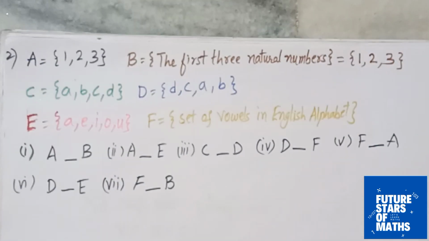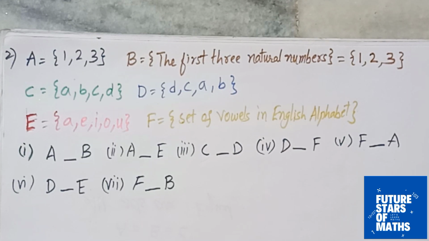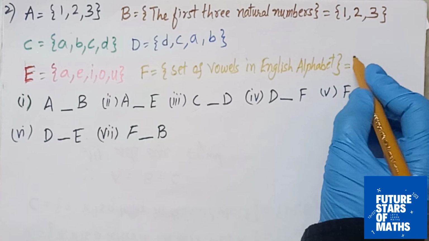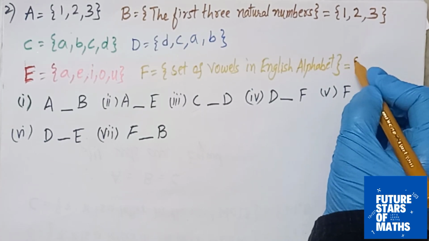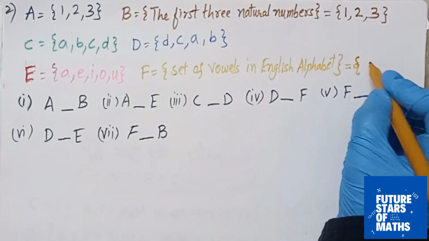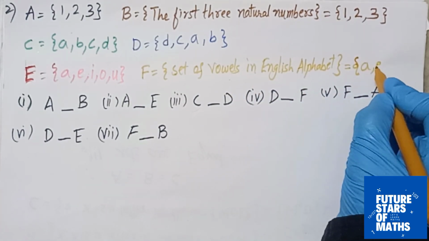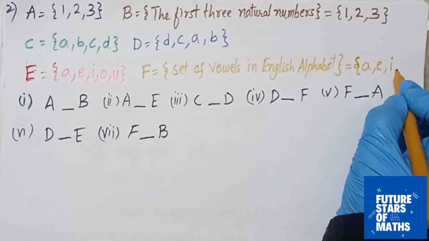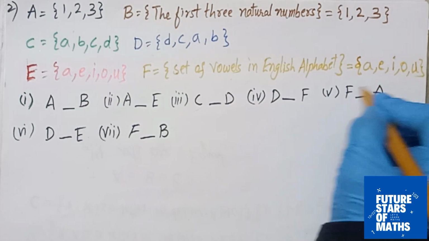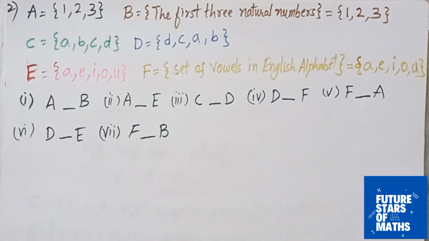Now what is the set F? Set of vowels in the English alphabet. So what are vowels? Do you all know? If you don't know, remember it. There are 5 vowels in the English alphabet. What are they? A, E, I, O and U. These are called vowels. Remember this. The remaining alphabets are known as consonants. You all remember these two things. This will also be used in sets.